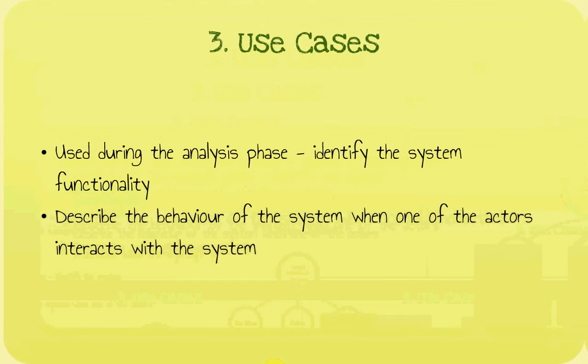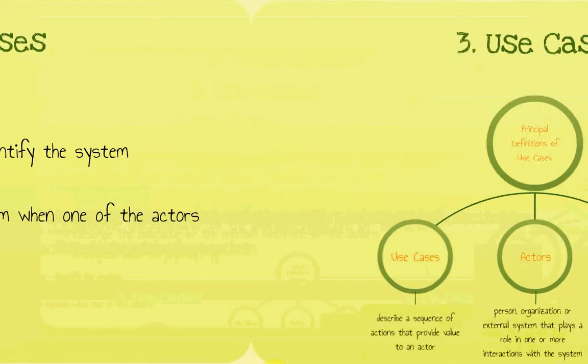In the third chapter, we're going to talk about use cases. Use cases are used during the analysis phase, identifying the system functionality. They describe the behavior of the system when one of the actors interacts with the system.